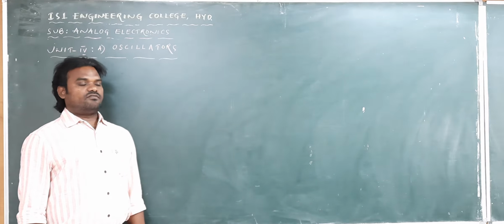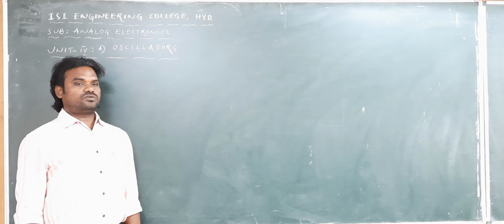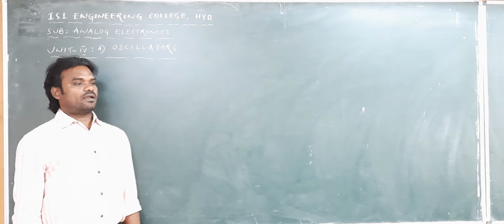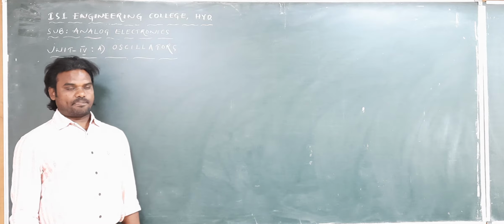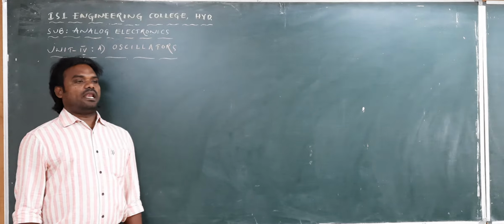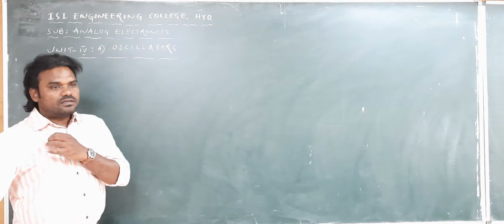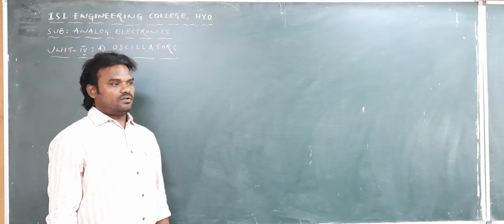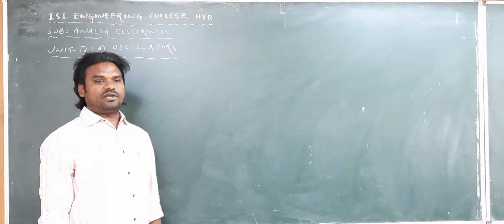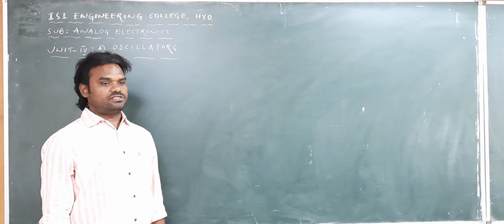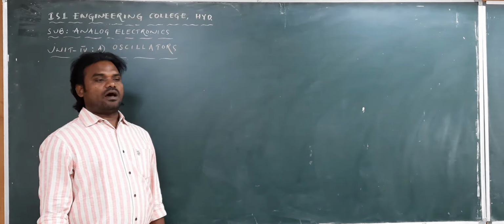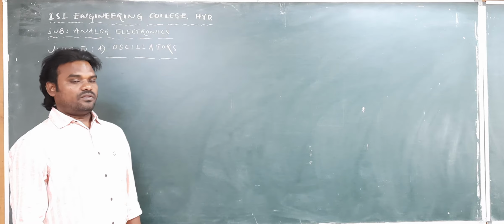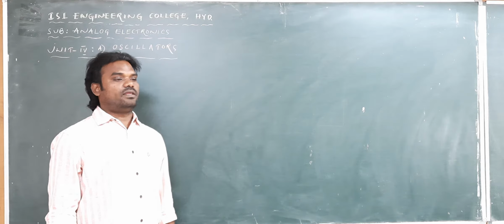In the third unit, we have discussed there are two types of feedback. One is negative feedback, another one is positive feedback. By employing the negative feedback in the amplifier section, we had some advantages. Like gain will be stable, input impedance increases, output impedance decreases, bandwidth increases, noise and non-linear distortion will decrease. These are the advantages from the negative feedback.